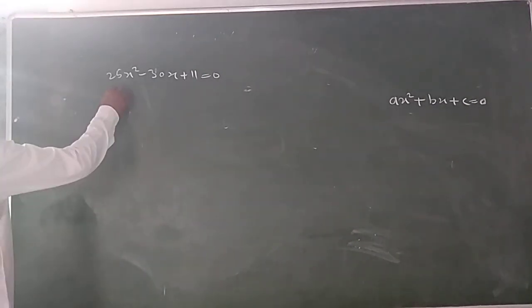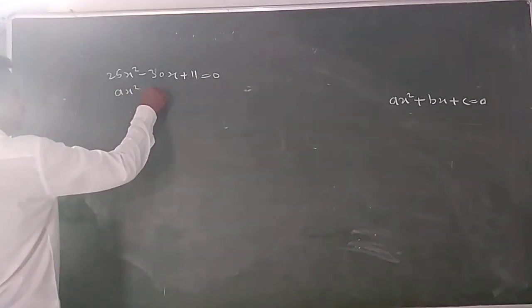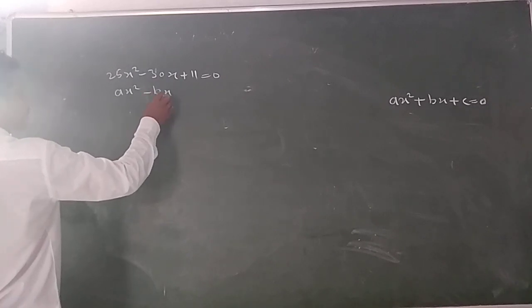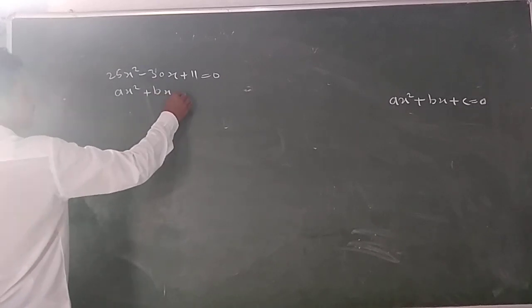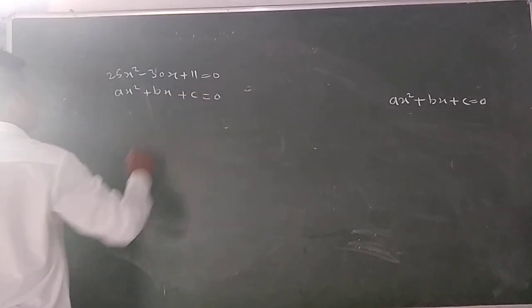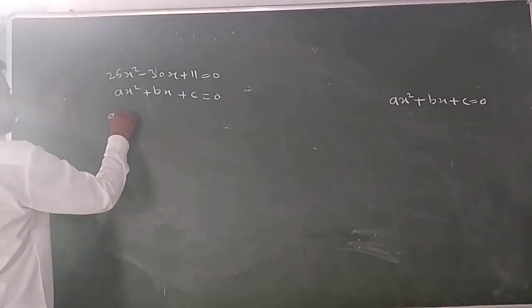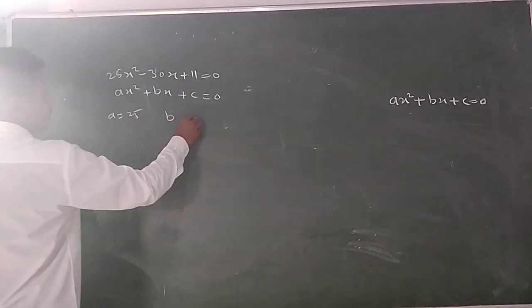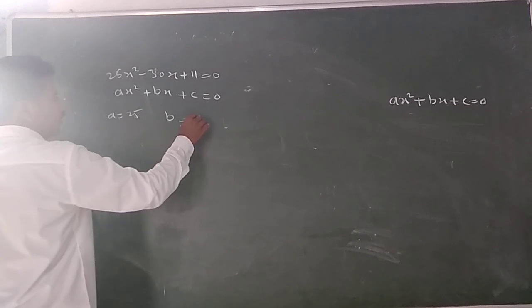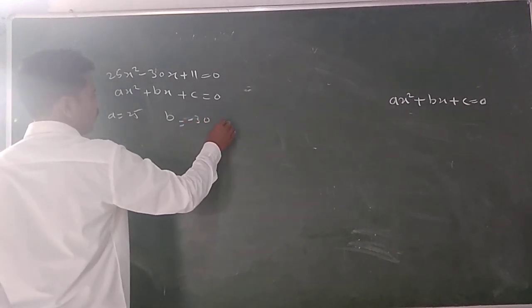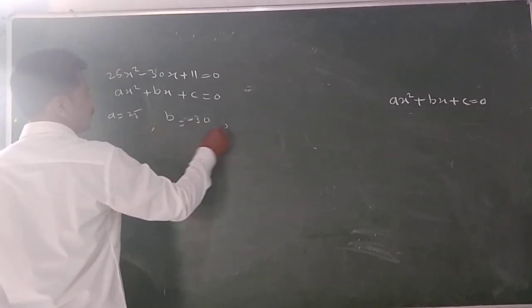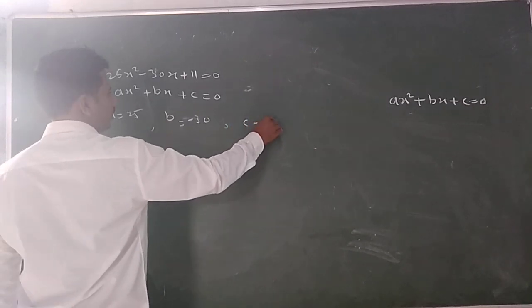So here, see the form ax square plus bx plus c is equal to 0. What is a? a is 25. b is equal to minus 30. Generally we have to solve using the formula we have derived right now. And c is equal to 11.